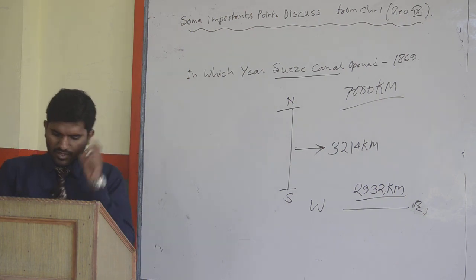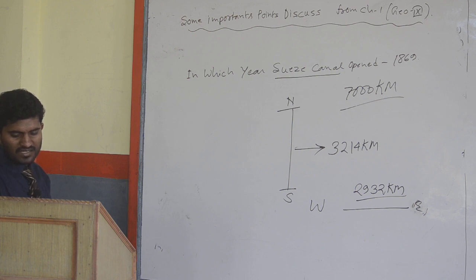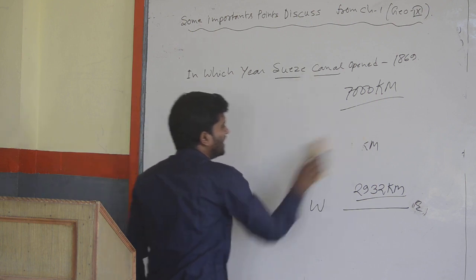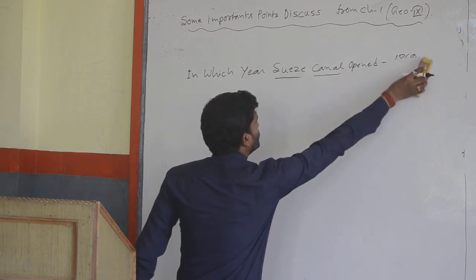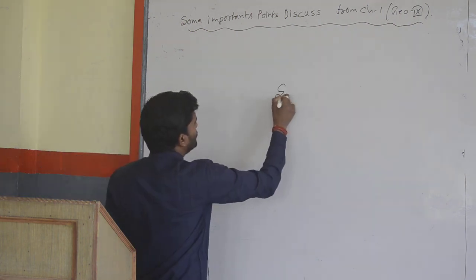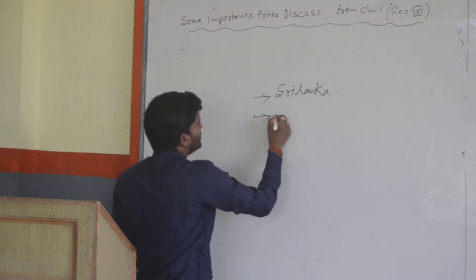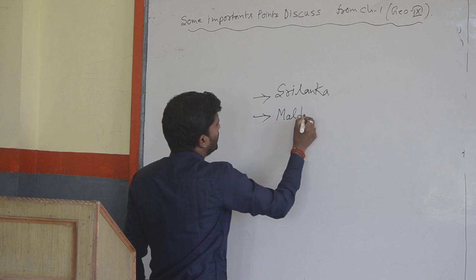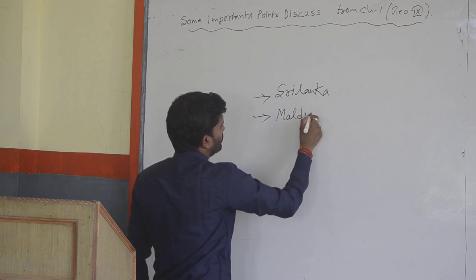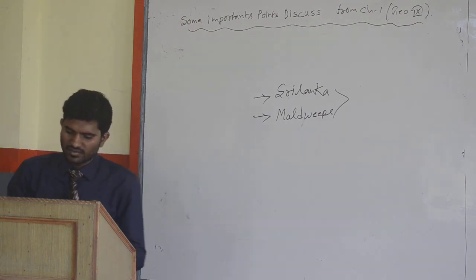Then, which two island countries are India's neighbors? Namely Sri Lanka and the other is Maldives. These are the two island countries neighboring India.